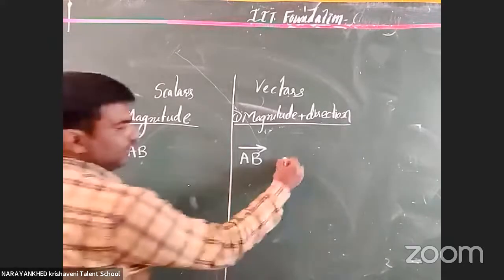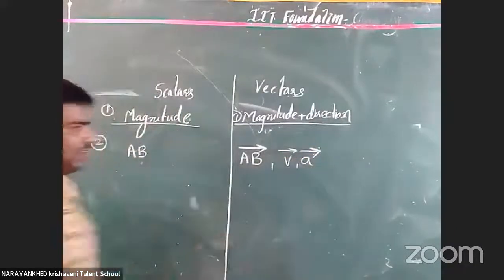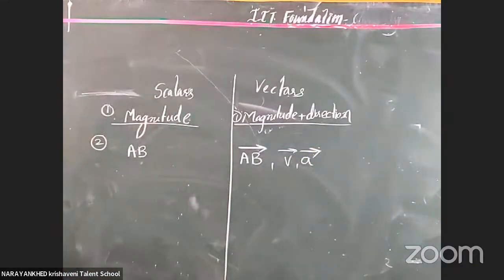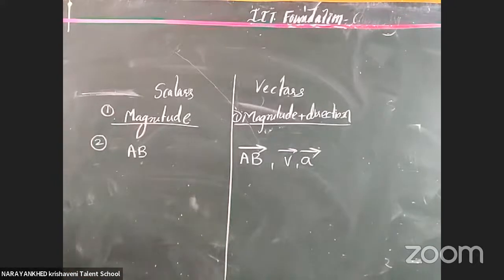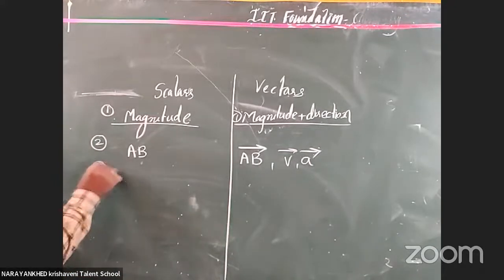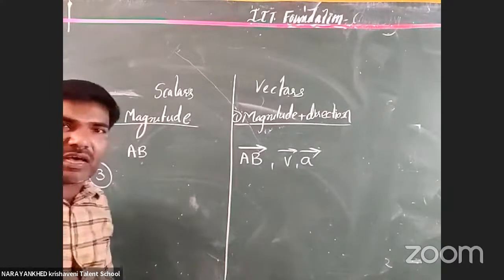Already we discussed that velocity is a vector and acceleration is a vector. Like this, we compulsorily represent a vector with an arrow mark above it. It is only then called a vector. Arrow mark we should represent here. Next, come to the third point. It is already discussed.